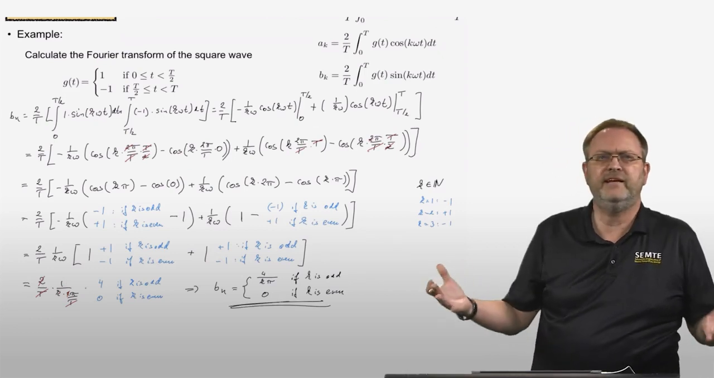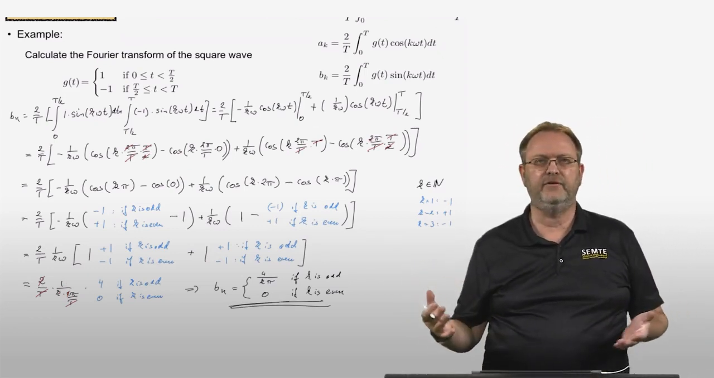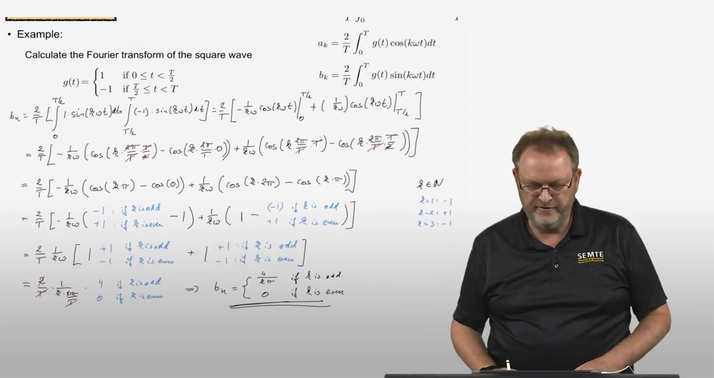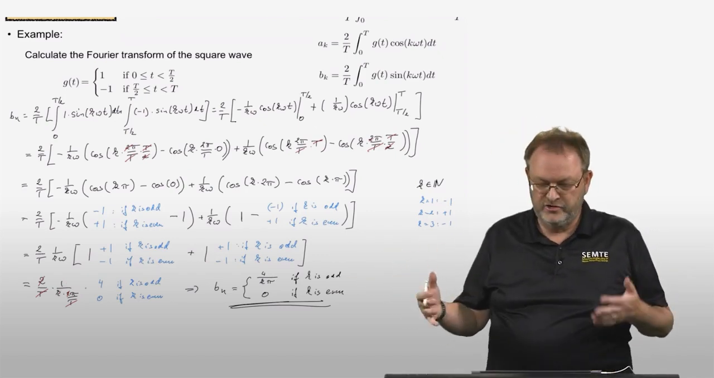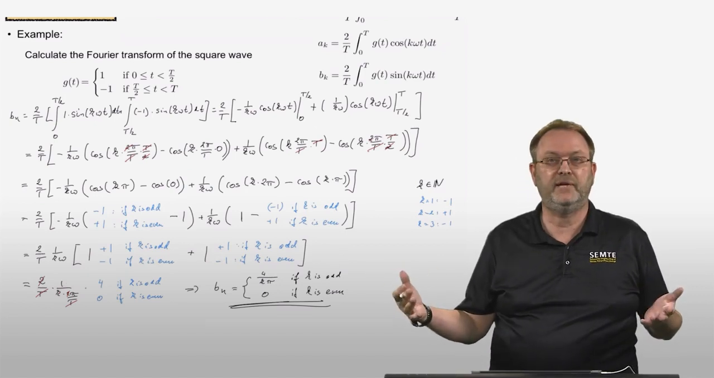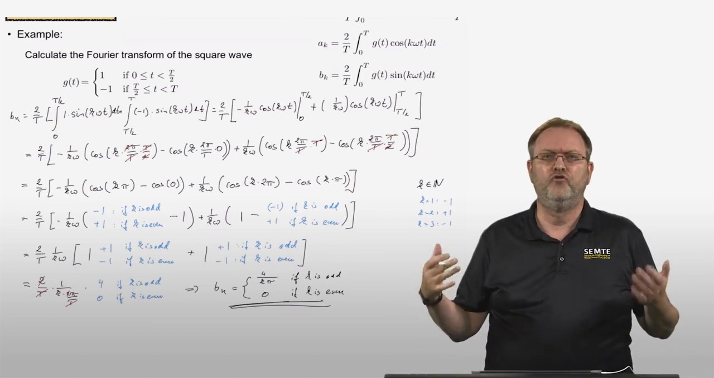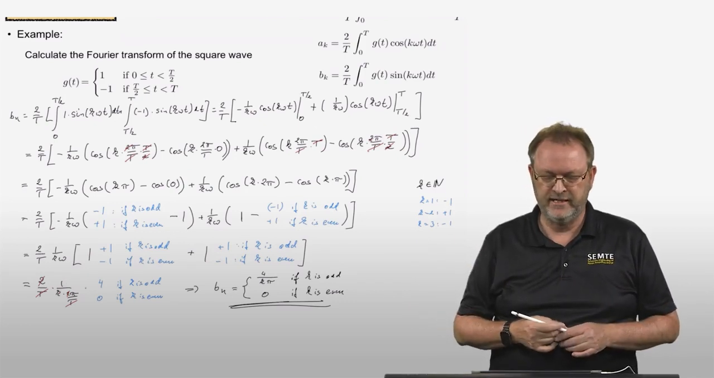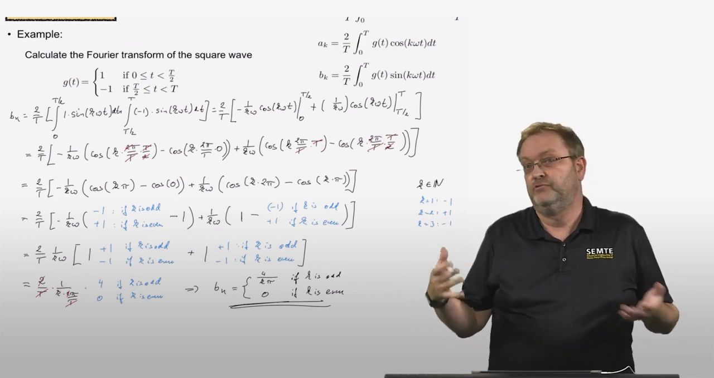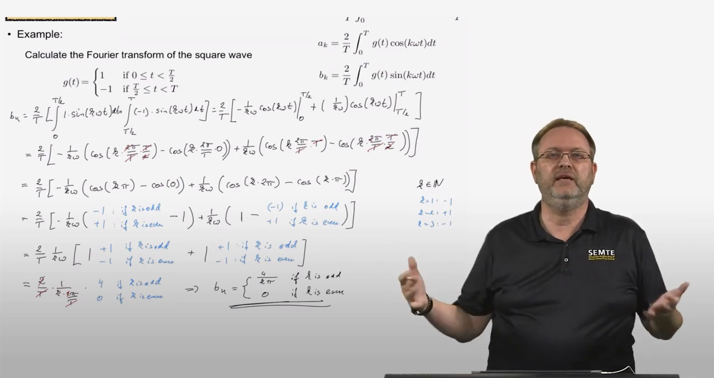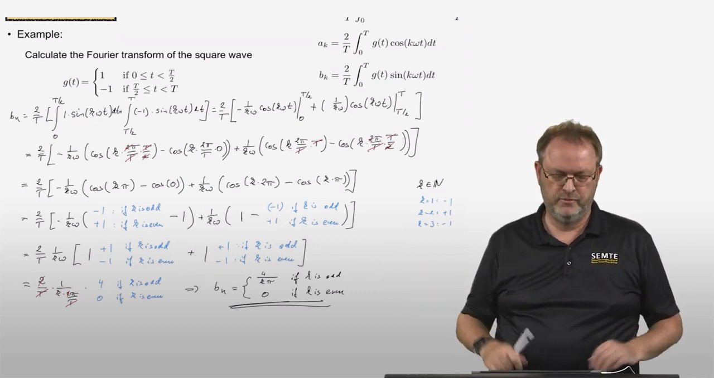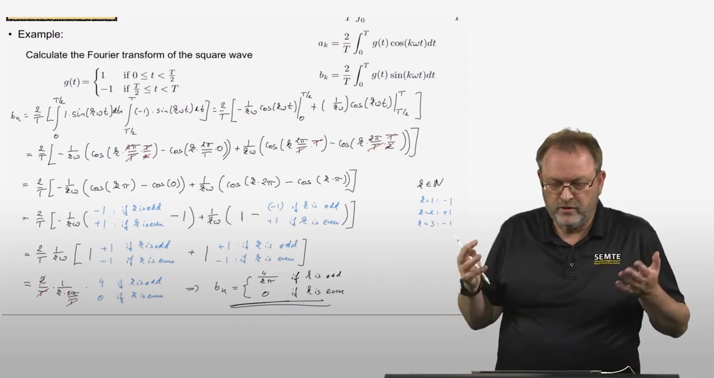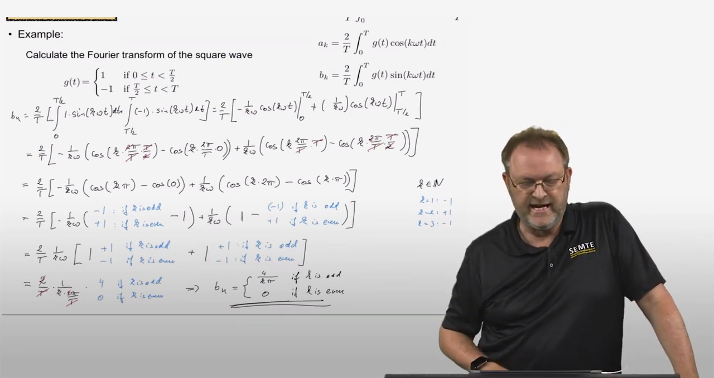Okay, so these are now formulas for any k value, right? So k equals 1, 2, 3, 4, all the way to infinity. If the k value is odd, then the b sub k, the amplitude of the sine, is 4 divided by k times pi, right? That k value that I'm looking at. But if k is even, 2, 4, 6, and so on, then the amplitude is just equal to 0. Okay, so let's look at what that actually does.